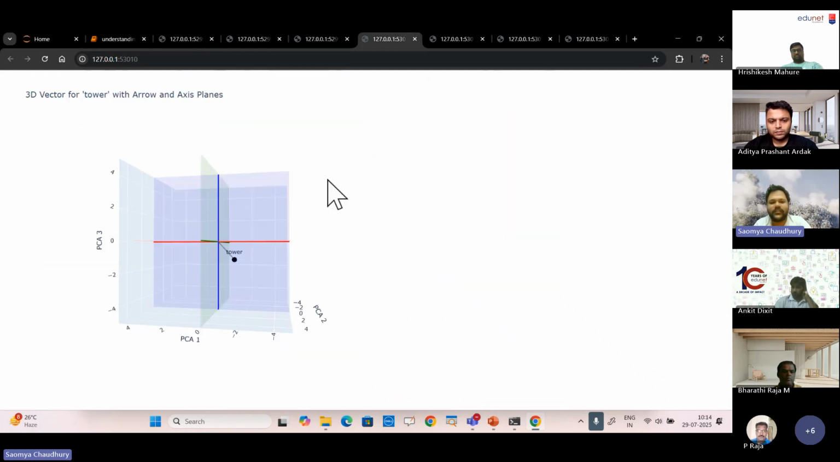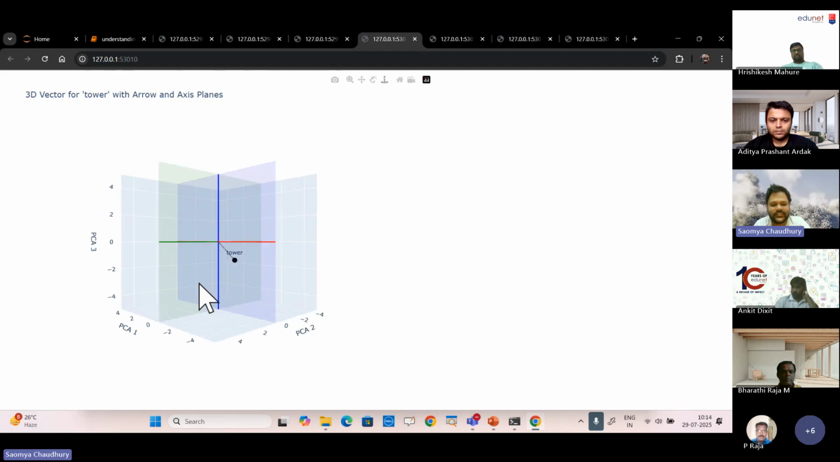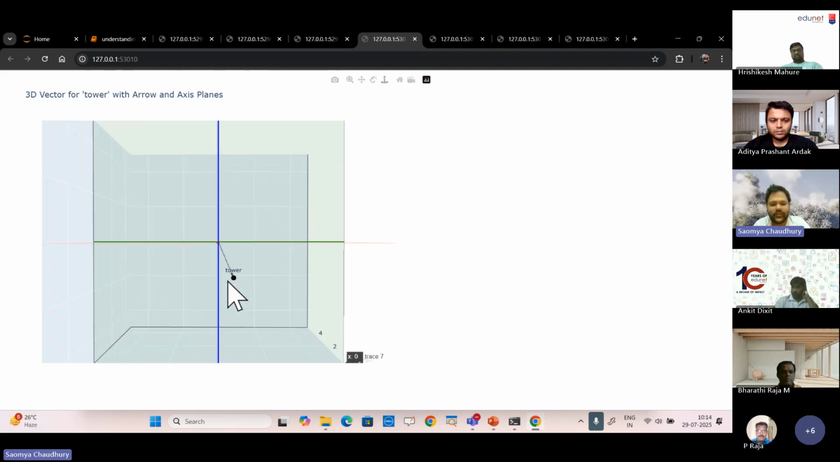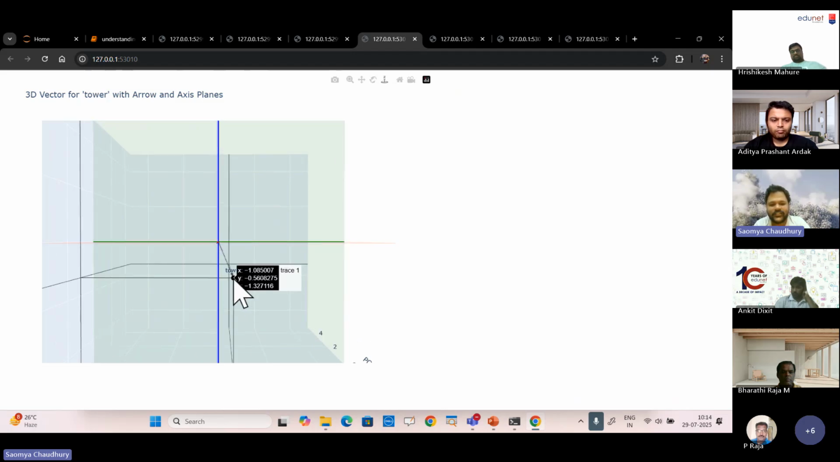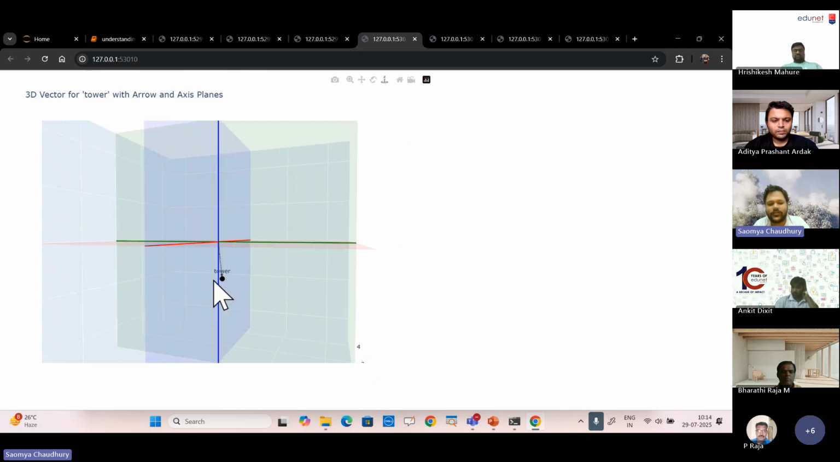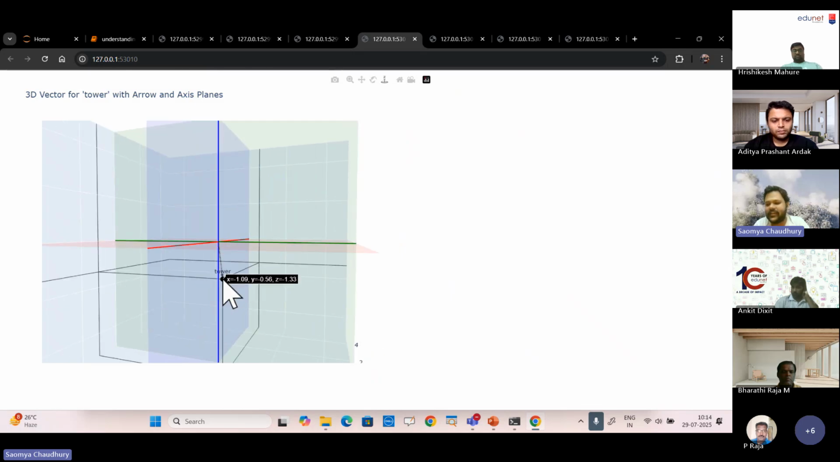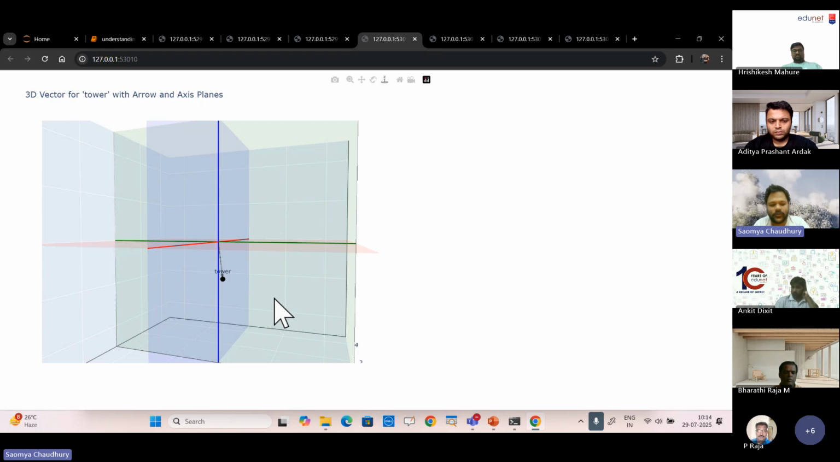So you see this tower word. You come across, in the context here, the tower word which exists in the three-dimensional space with these set of values, x being some value, y being some value, and z being some value. So that's the whole point.